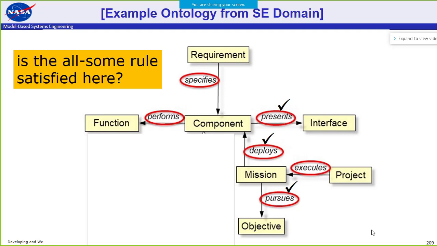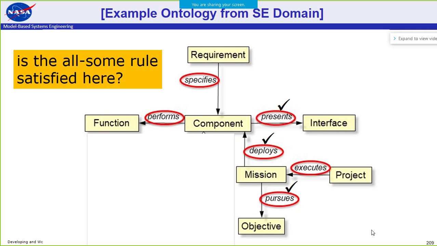Now, the question is, is the all-some rule satisfied here? It's satisfied by component. Every component presents some interface. If it's a component of a larger thing, it has to interface with other parts of the thing, otherwise it's not a component. So that satisfies all-some. Some of you look confused, so am I not being clear here? So the component, if it's a component, has to be connected to the rest of the machine or whatever it might be, and the connection is called an interface.